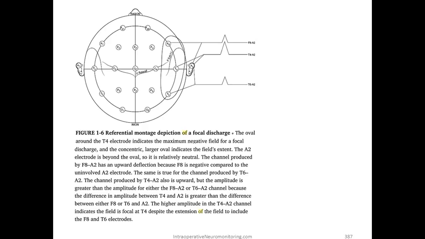The channel produced by T4 to A2 is upward, but the amplitude is greater than the amplitude for either the F8 to A2 or the T6 to A2 channel, because the difference in amplitude between T4 and A2 is greater than the difference between either F8 or T6 and A2. The higher amplitude in the T4 to A2 channel indicates the field is focal at T4 despite the extension of the field to include F8 and T6 electrodes.